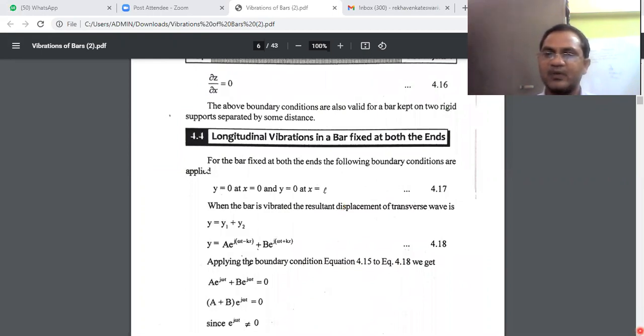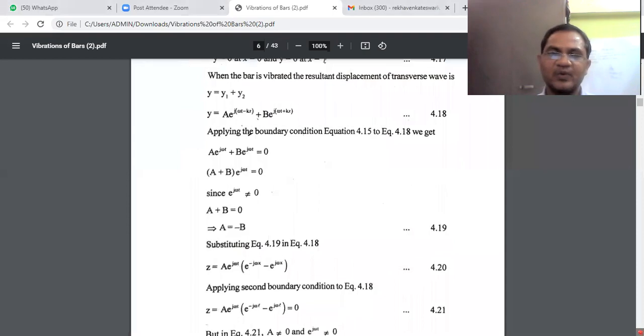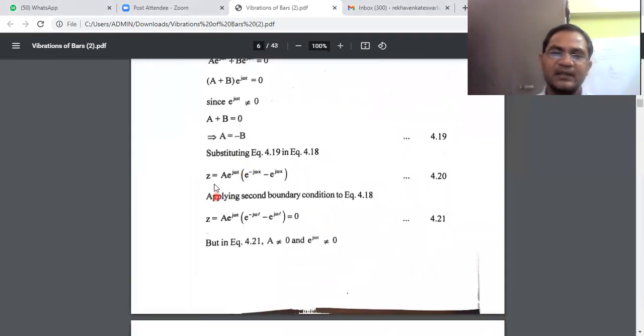What we get by putting b is equal to minus a: sometimes there are some printing mistakes, z written, sometimes y written. So this is z or y, and we maintain the same terms. Y is equal to, or z is equal to, a e power j omega t into e power minus j k x. Since b is equal to minus a, we have substituted minus a, and taking a common, minus e power j k x. In these two, what is common? A e power j omega t.